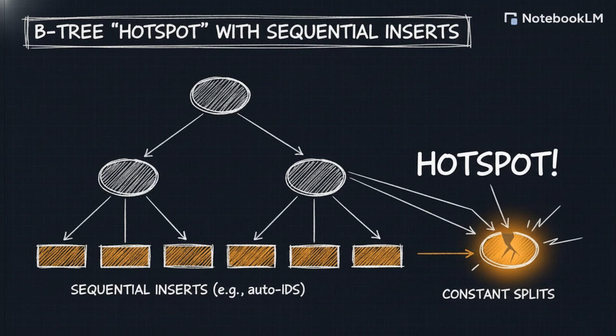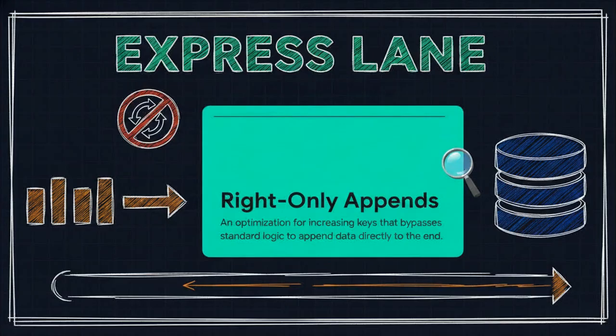This creates a massive bottleneck, what we call a hotspot, and it forces that one poor page at the end to just split and split and split. And the solution for this is just beautifully simple. It's called write-only appends.